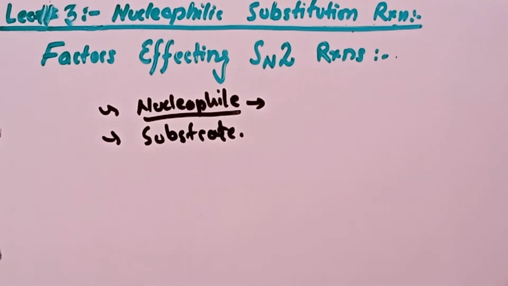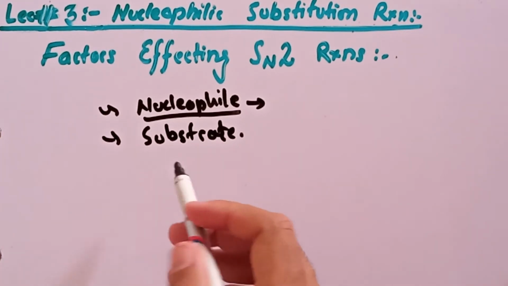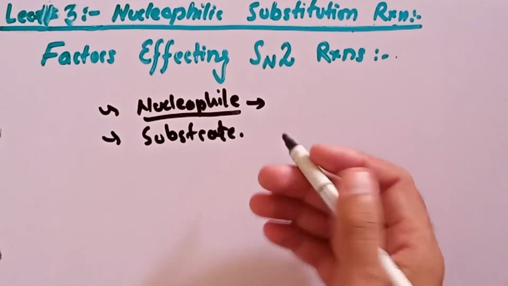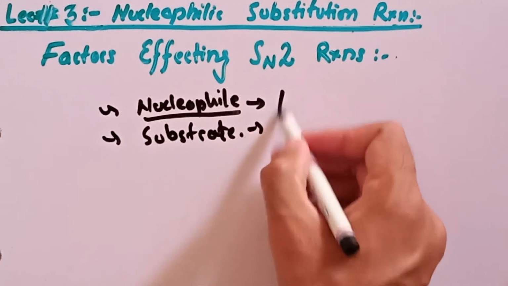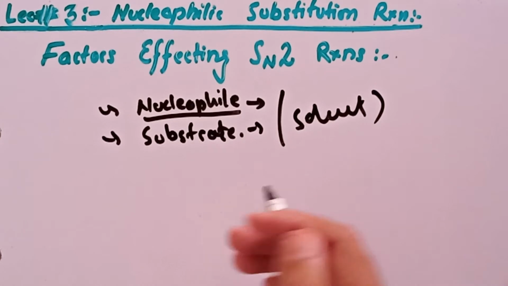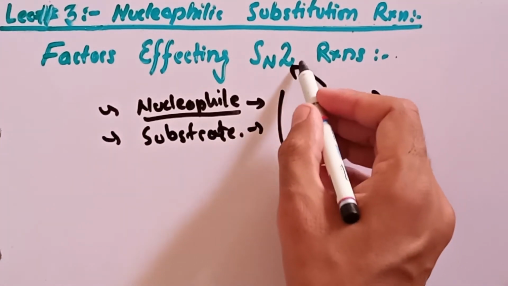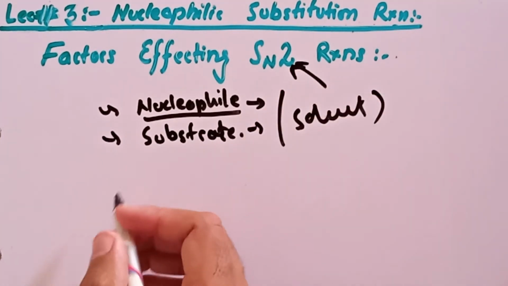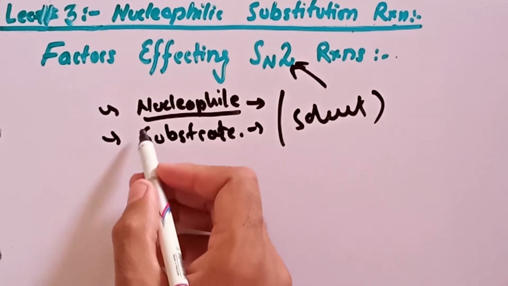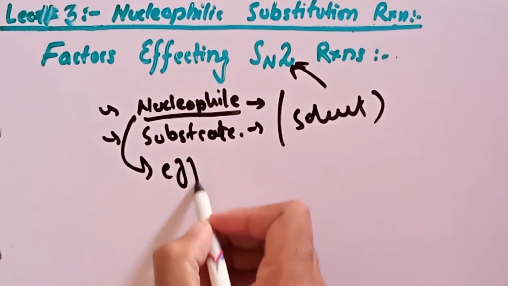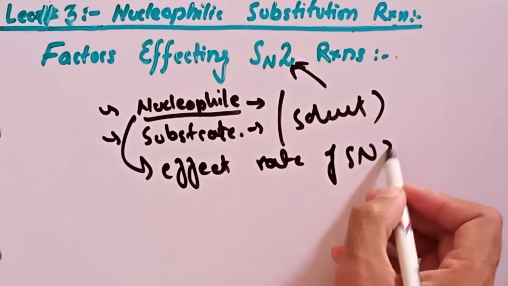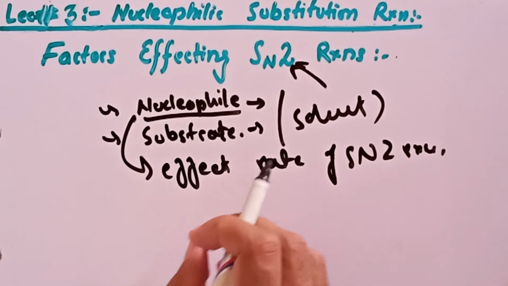Both the nucleophile and the substrate are important, as well as the type of solvent used. These are also important in the Sn2 reaction. So let's start: the nature of the nucleophile affects the rate of the Sn2 reaction.